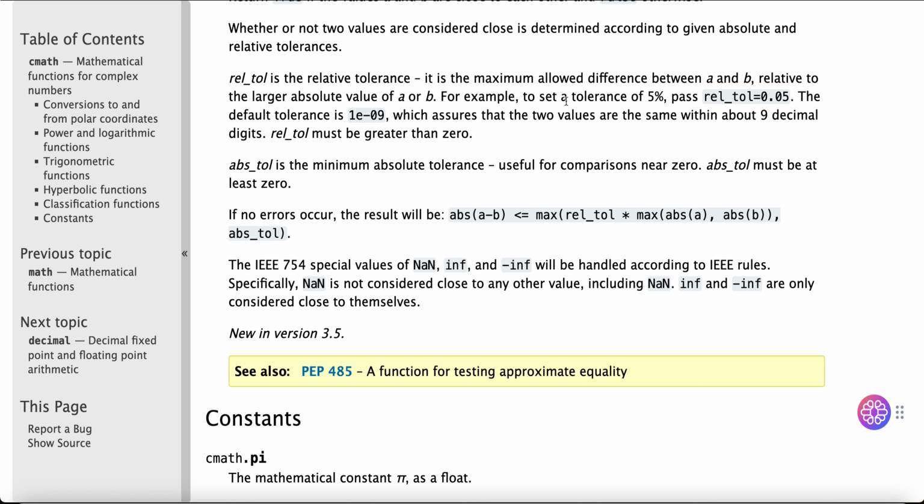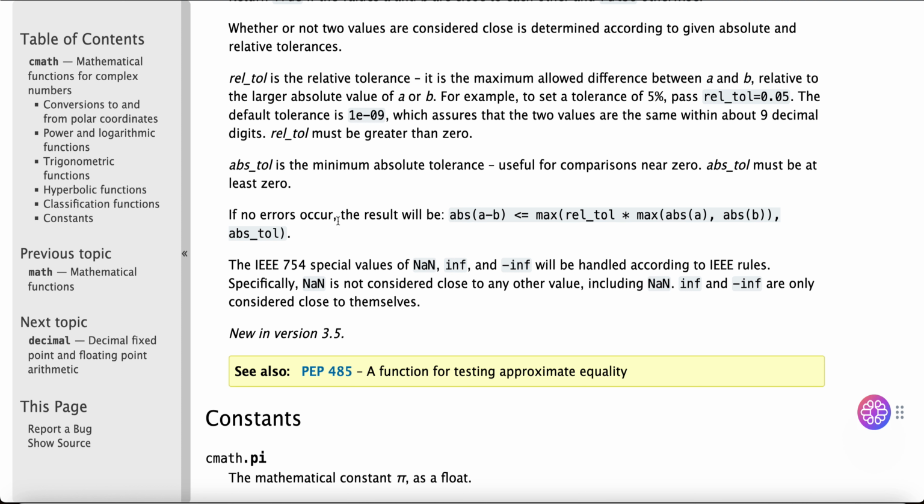For example, to set a tolerance of 5%, pass rel_tol=0.05. The default tolerance is 1e-09, which assures that the two values are the same within about 9 decimal digits. rel_tol must be greater than 0. abs_tol is the minimum absolute tolerance, useful for comparisons near 0. abs_tol must be at least 0.